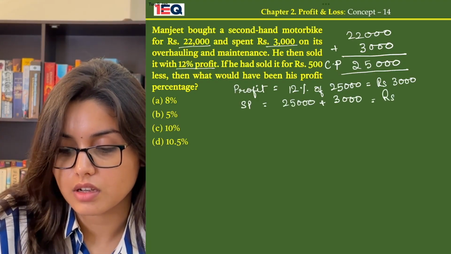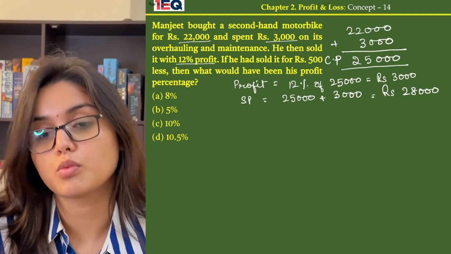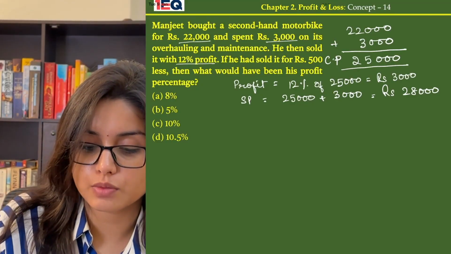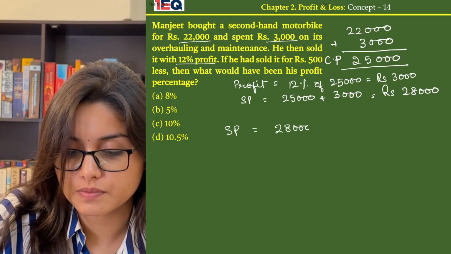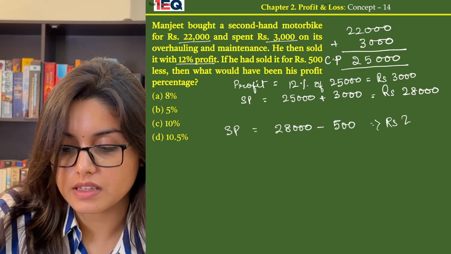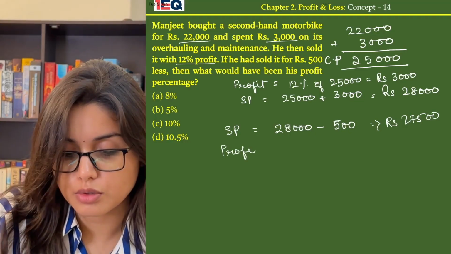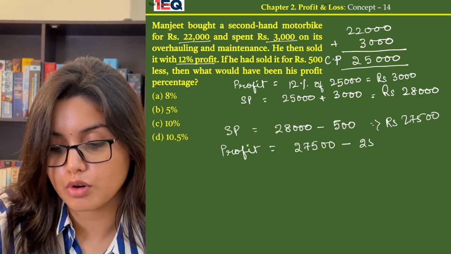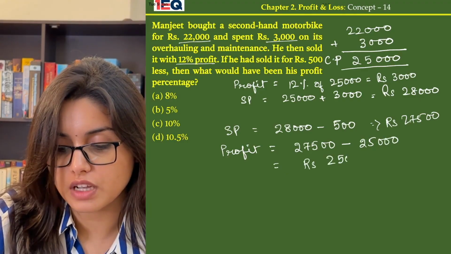That is rupees 28,000. Now, according to the question, they have said that what if he sold it for 500 rupees less? So, if he sold it for 500 rupees less, his new selling price would then become 28,000 minus 500. That is rupees 27,500. And then his profit would change too. The profit then becomes 27,500 minus his cost price, that is 25,000, which gives us rupees 2,500.